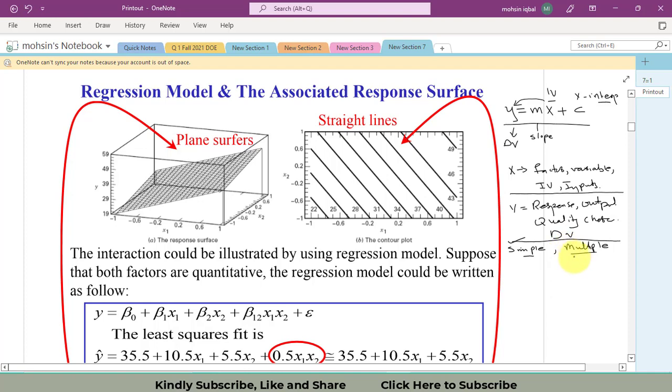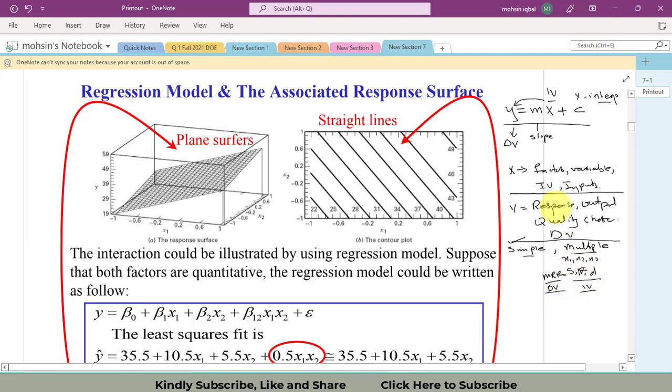In the case when we have more than one independent variable, say x1, x2, x3, we call it a multiple regression model. For example, if you want to find the effect of speed, feed, and depth of cut on the material removal rate, the material removal rate will be our response variable, or dependent variable, and speed, feed, and depth of cut will be our independent variables.